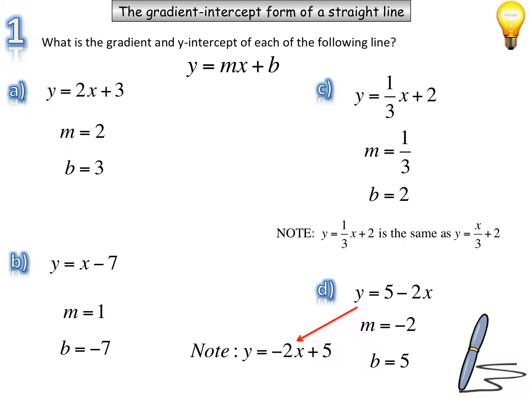So each of these straight lines, they all have different equations. We can write down what the gradient or what the slope or what the steepness is, and we can find out where it crosses the y-axis just by looking at the numbers.